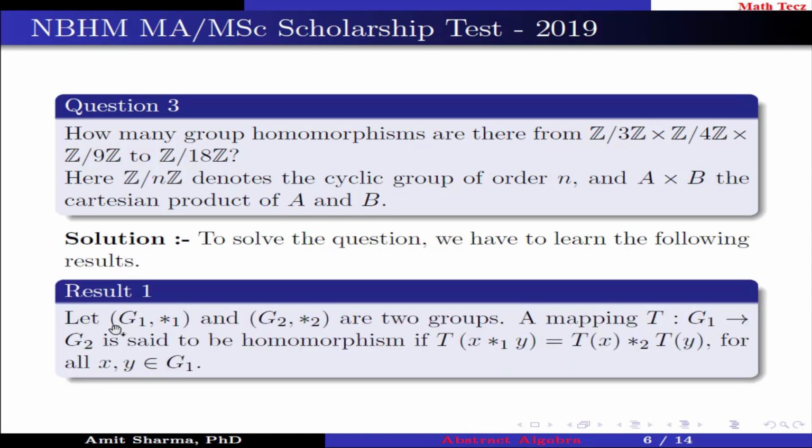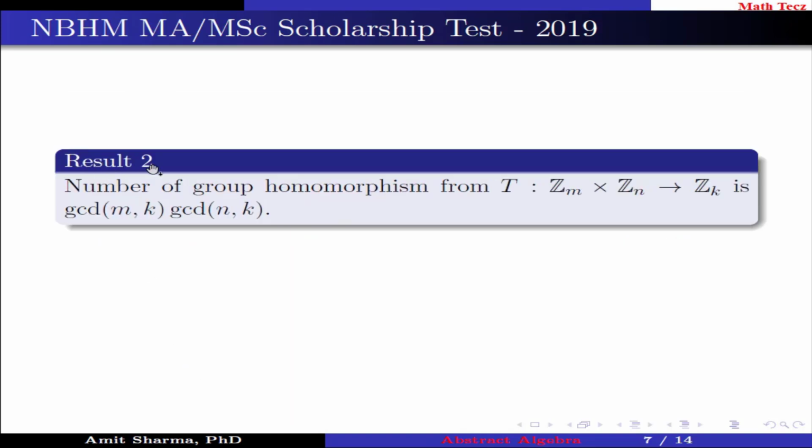Result number 1. Let G1 with binary operation star 1 and G2 with binary operation star 2 be two groups. A mapping T from G1 to G2 is said to be a homomorphism if T of x star 1 y equals T of x star 2 T of y for all x, y belonging to G1. Result number 2. The number of group homomorphisms from Zm cross Zn to Zk is GCD of m comma k times GCD of n comma k.